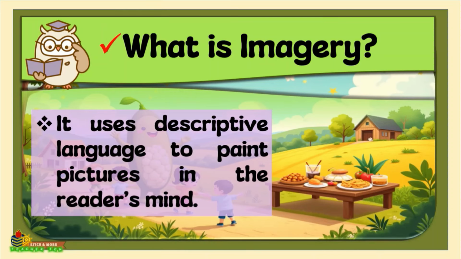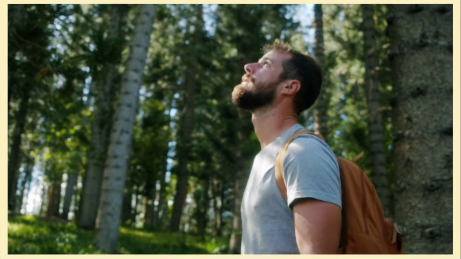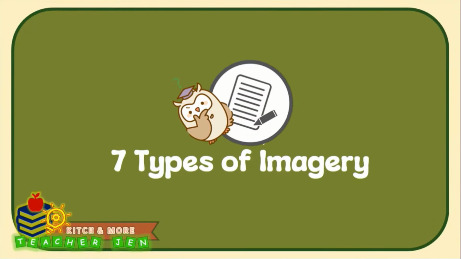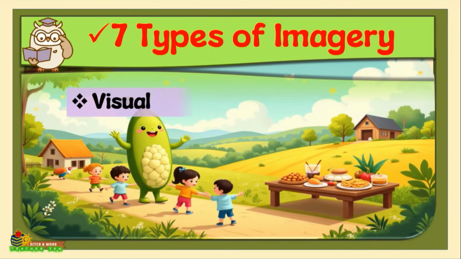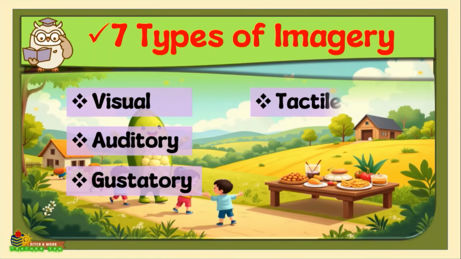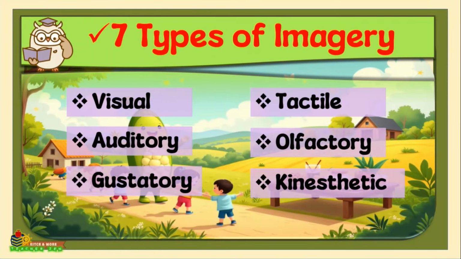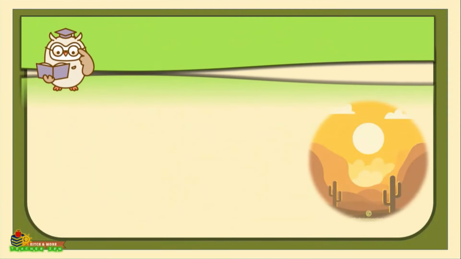You can almost see it, right? That's imagery. It makes you feel like you're inside the poem or story. To understand better, let's talk about the 7 types of imagery. We have visual, auditory, gustatory, tactile, olfactory, kinesthetic, and organic. Each one focuses on a different sense. Let's get to know them one by one and see how poets use these tools to create magical experiences.